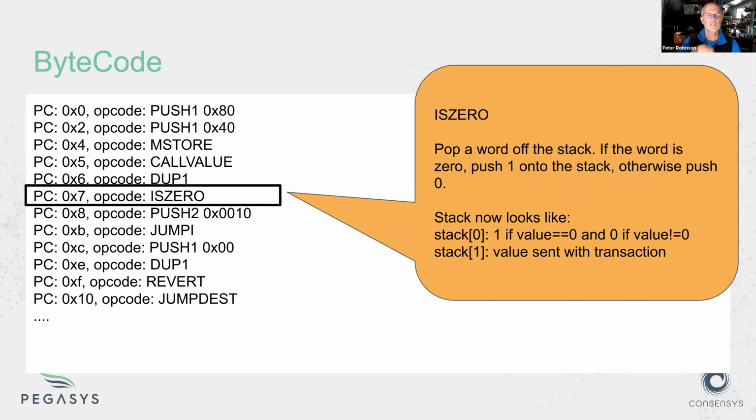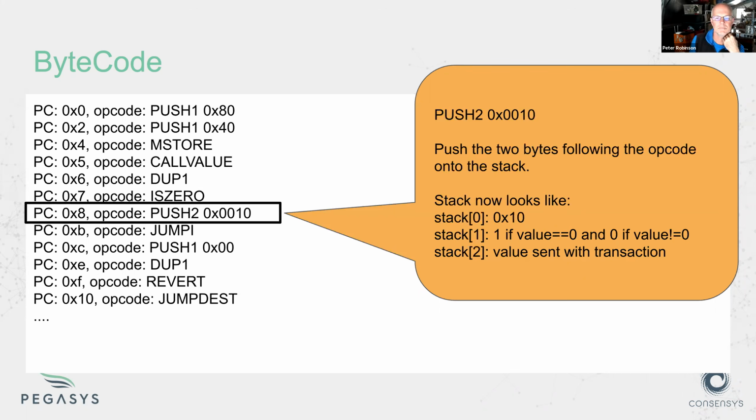Iszero pops a word off the stack, and if the word is 0, it puts 1 onto the stack, otherwise it puts 0. So what this is saying is, if the value was 0, put 1, but if the value wasn't 0, put 0. Then we push 2 bytes onto the stack. Push 2 means push 2 bytes.